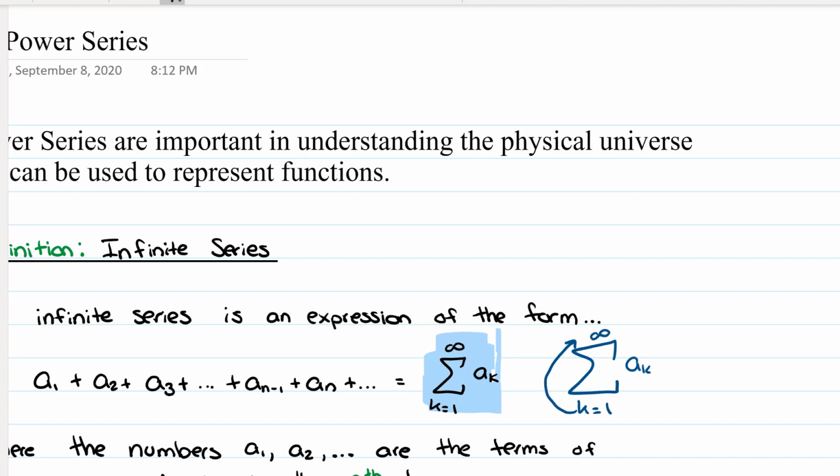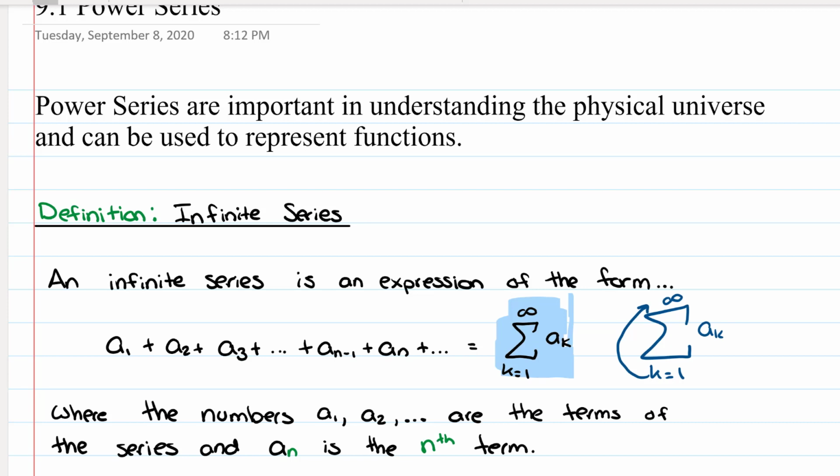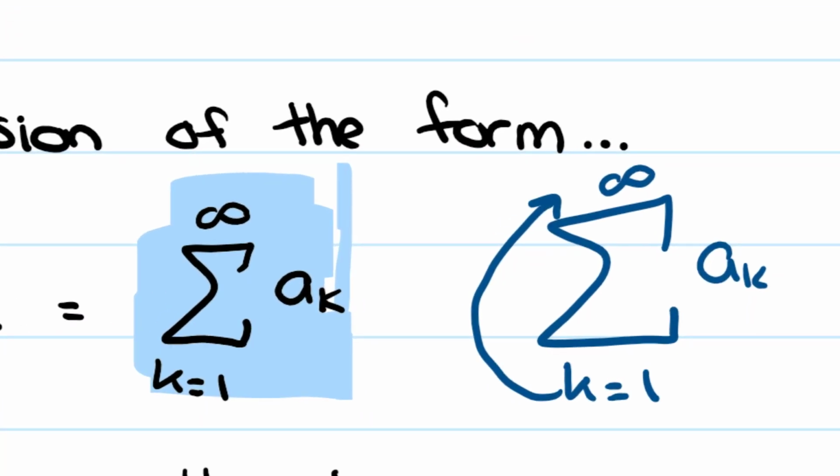So k from 1 to infinity, where the numbers a sub 1 and a sub 2 are the terms of the series, and a sub n is the nth term. So again, this big symbol here just means you're going to add up things over and over and over again.